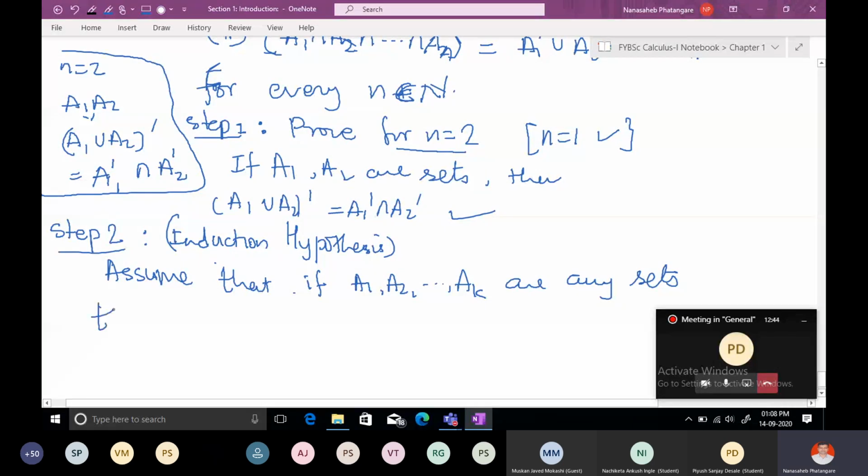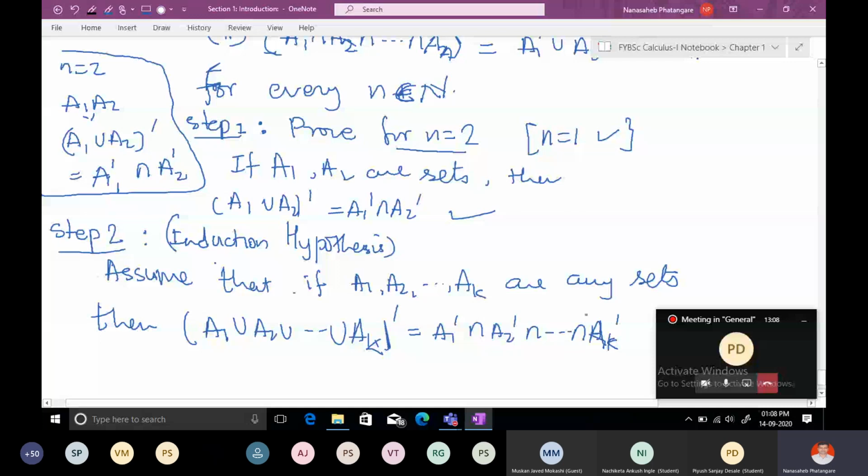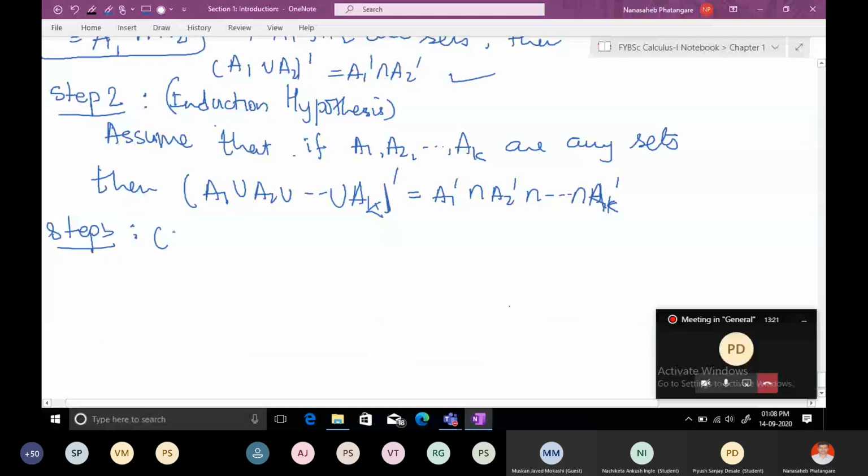Then a1 union a2 union ak, its complement is the same as a1 complement intersection a2 complement intersection ak complement. So this we are assuming now, right? So this is the assumption or induction hypothesis, and therefore what is the next, third step? So step 3, the inductive step.